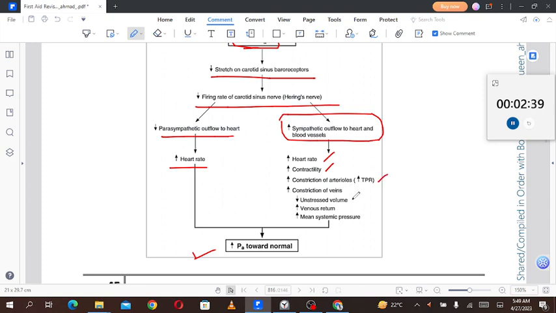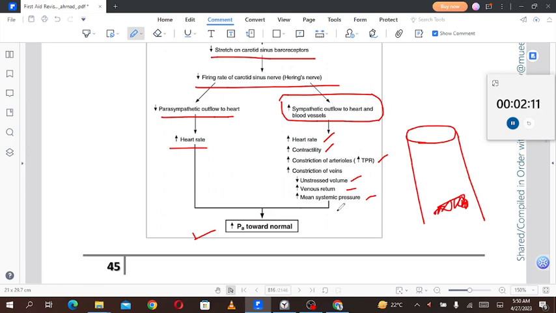Constriction of the veins will cause decreased unstressed volume. What is that? Increased venous return, increased mean systemic pressure, decreased unstressed volume. I guess the veins are the pools of blood. So veins can pool a lot of blood inside them. So if you cause a constriction of the veins, the amount of the blood that was unstressed and stored, that volume is decreased.